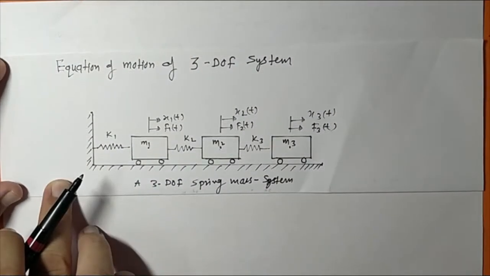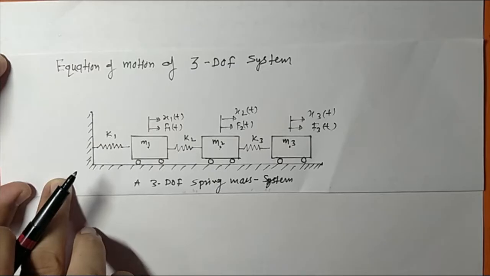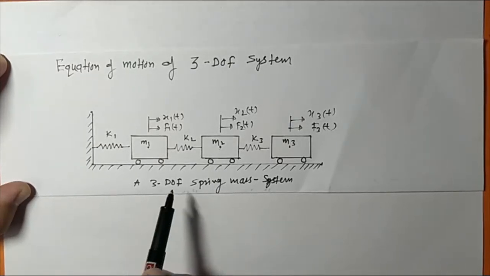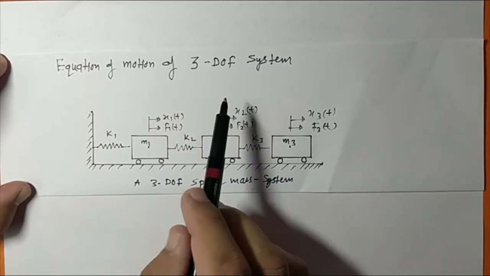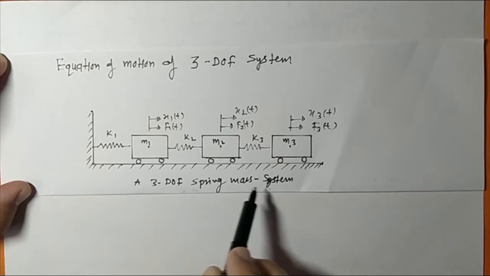Hello everyone. As in the last lecture we had a discussion on the development of the equation of motion for n degree of freedom systems. In this lecture particularly we will develop the equation of motion for a 3 degrees of freedom system. For this we consider a 3 degree of freedom spring mass system.